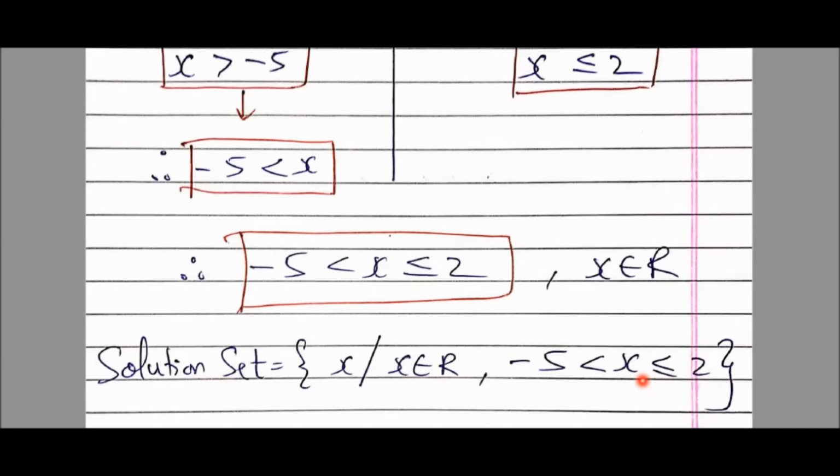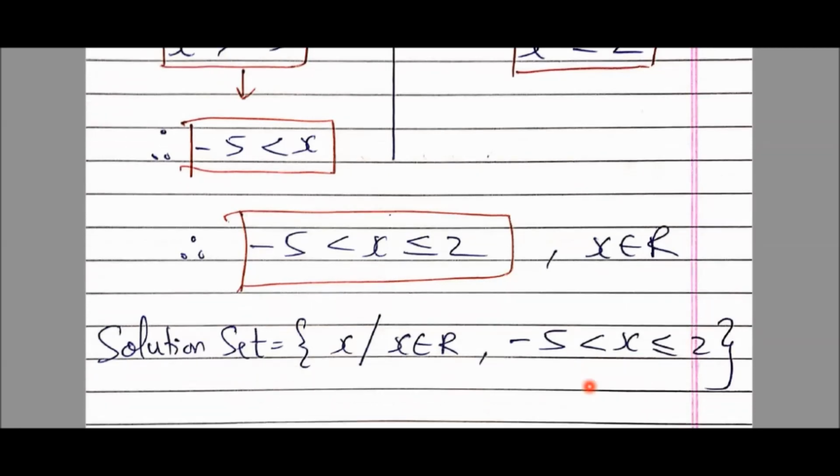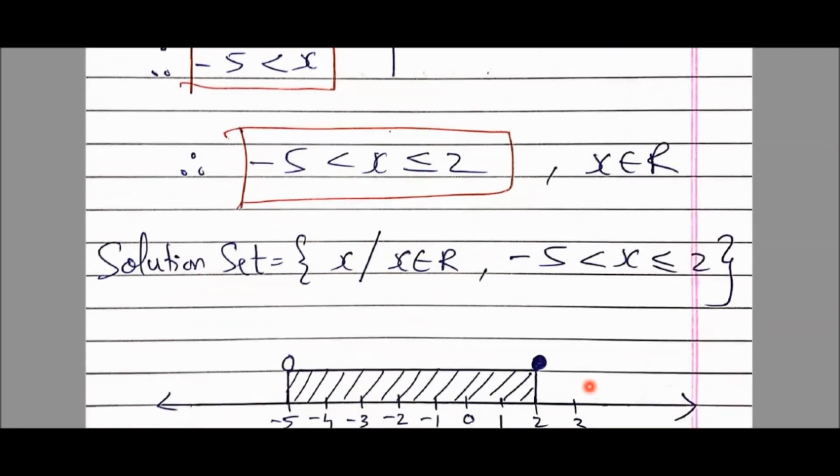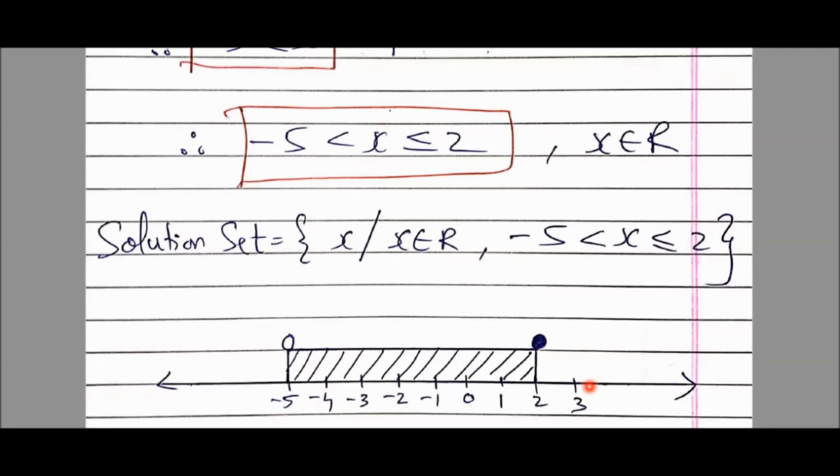So what will be the solution set? It will be in the form of what? It will be in the set builder form. x, a slash, which is called as is such that x belongs to real numbers, comma, and here just copy this as it is. See how to write this.